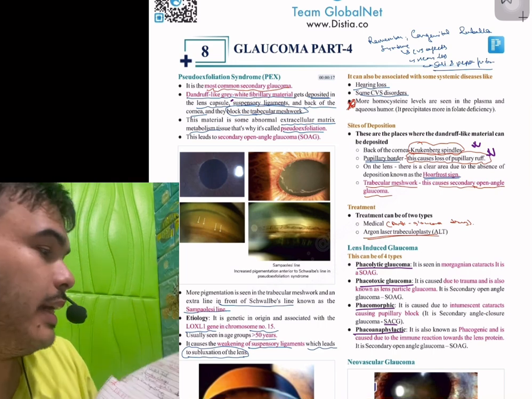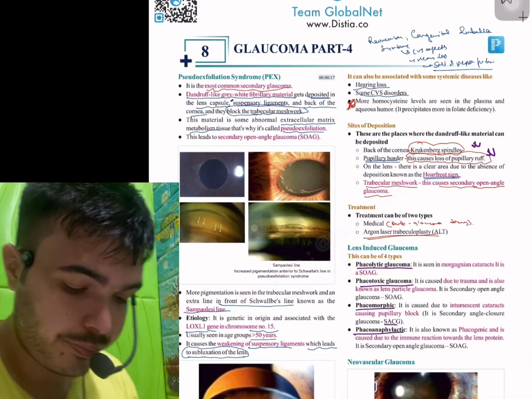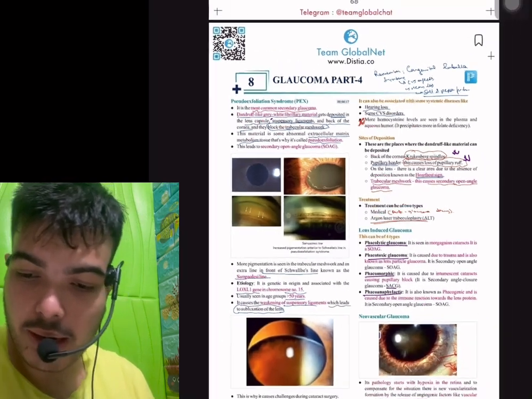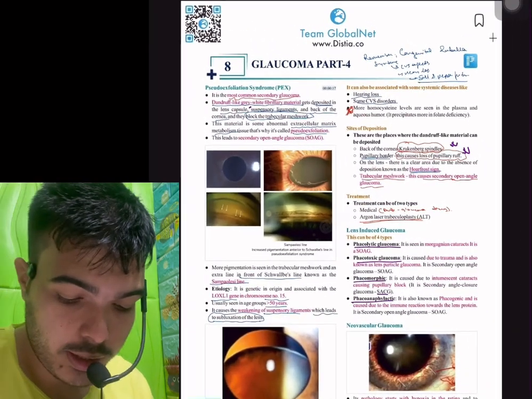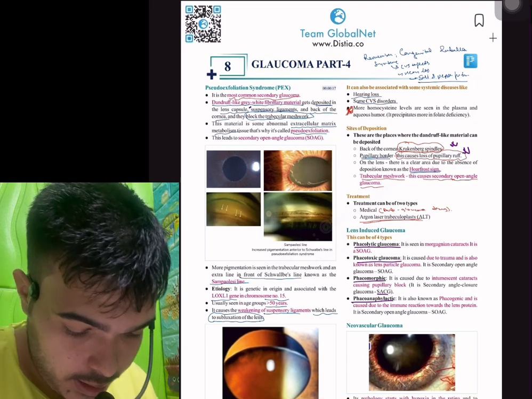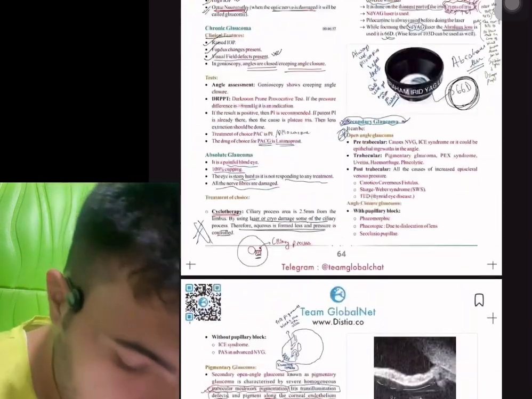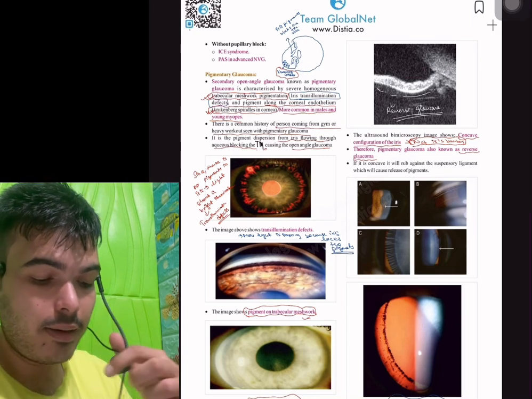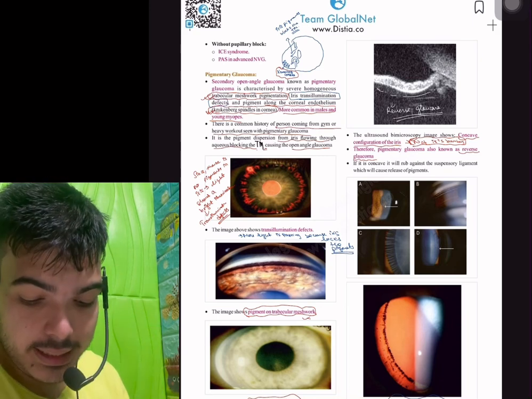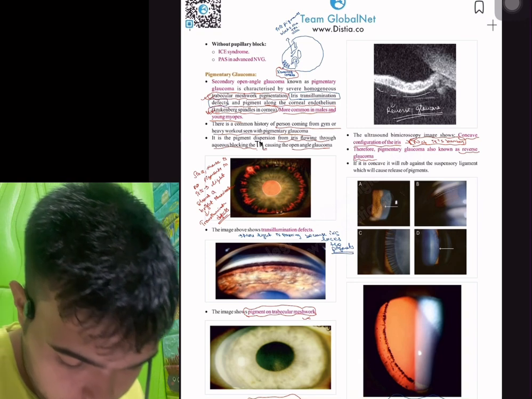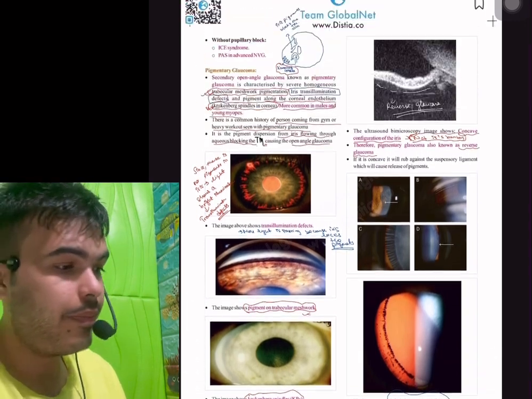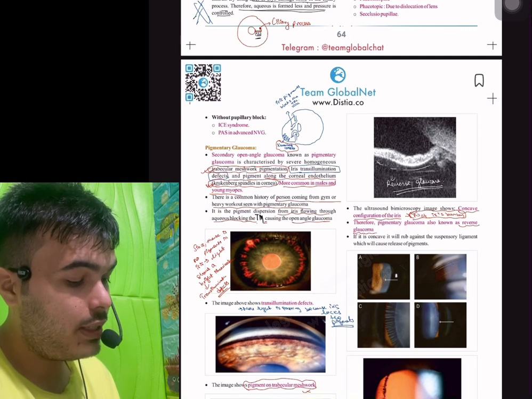So the next topic is pseudo-exfoliation syndrome. Before pseudo-exfoliation syndrome, I'd like to talk about one condition which is known as pigmentary glaucoma. So remember, pigmentary glaucoma comes with Zentmayer's line. So what is pigmentary glaucoma?